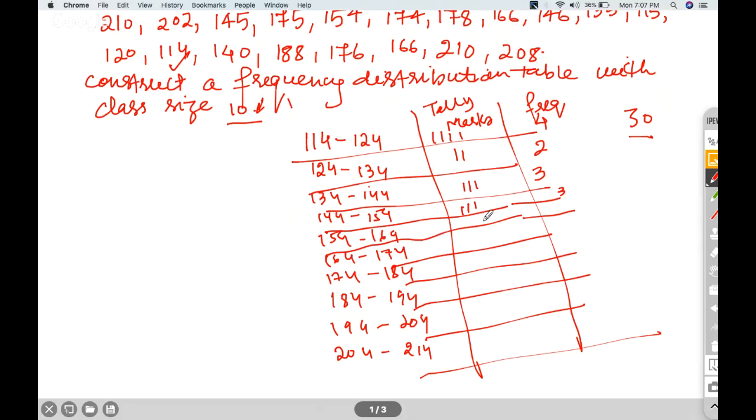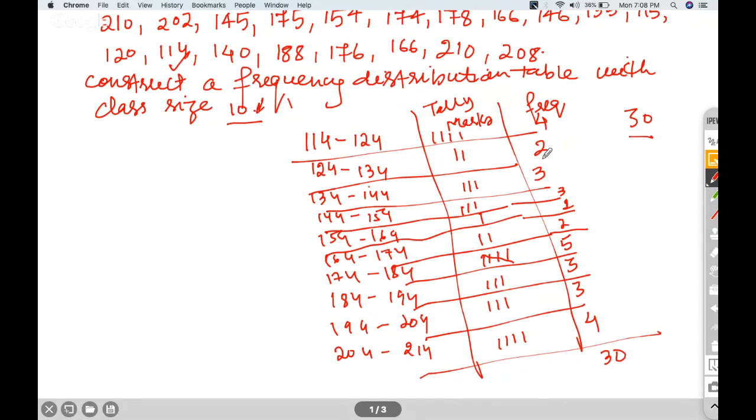154 to 164, there is only 1 number, so I'm drawing 1 here. 164 to 174, there are only 2 numbers, so I'm drawing 2 numbers. 174 to 184, there are 5 numbers, so 1, 2, 3, 4, 5. 184 to 194, there have to be 3 numbers. 194 to 204, there have to be 3 numbers. And 204 to 214, there have to be 4 numbers. So how much is it? This is 30 numbers. That's simple. So this is how you have to do it.